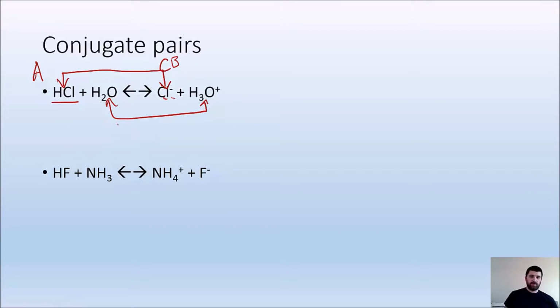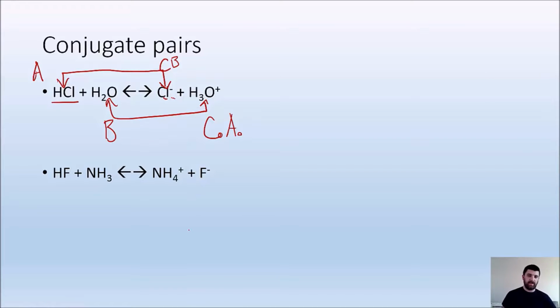Now for water, it looks like water accepts a proton in this reaction. So that makes the water a base and the H3O plus the conjugate acid. Because if we looked at the reverse reaction, it looks like H3O plus would be acting as an acid. It's giving off a proton. So that makes it the conjugate acid. All right, so let's take a look at another one.